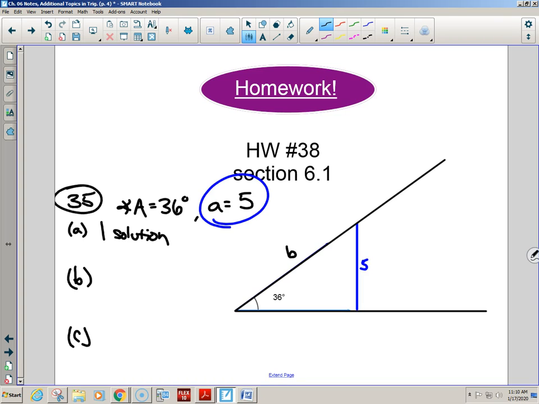Oh, because you just add that. That's 36 and 90, and then you get the other angle. We could do that, or could you just do sine? Because it's opposite and hypotenuse. Okay. So one way to have one solution is if you have a right triangle. If you have a right triangle, B would need to equal 5 sine of 36. Can someone throw that in the calculator real quick? 5 sine of 36. That's going to be a right triangle.